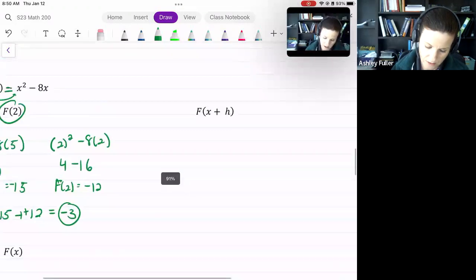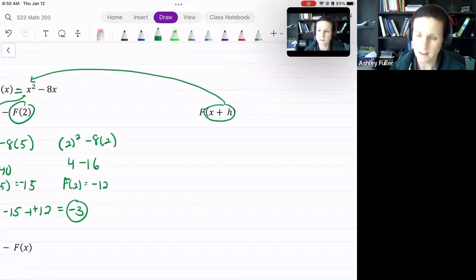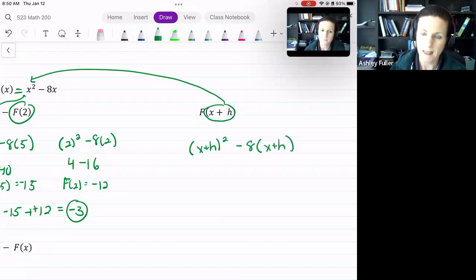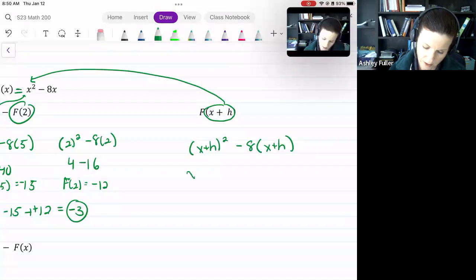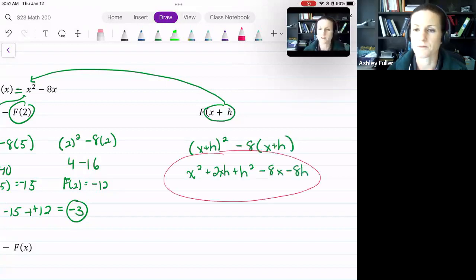Likewise, we can still use the rule even when variables are still involved. I'm going to take this whole thing and substitute it into x. This will then become x plus h squared minus 8 times x plus h. I need to square this using FOIL, which becomes x squared plus 2xh plus h squared minus 8x minus 8h. There are no like terms, so it remains.